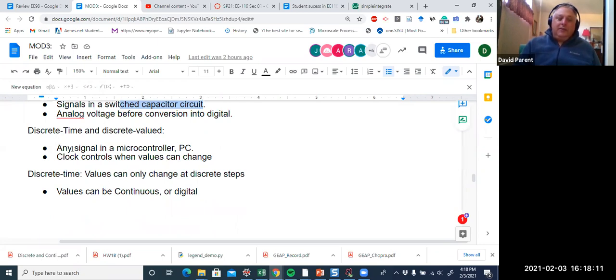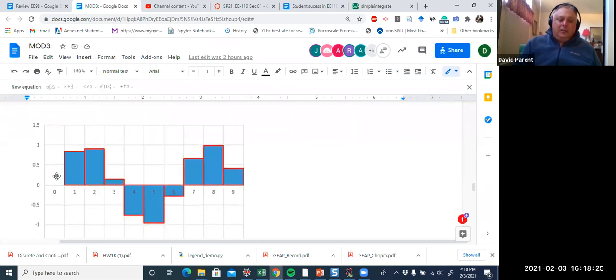Discrete time and discrete valued. That's any kind of microcontroller, PC, DSP, clock controls. This is really 112. And then discrete time, things only change, so here I'm just saying things are not changing in discrete time blocks. They're held. But I'm trying to draw that they can be anything.